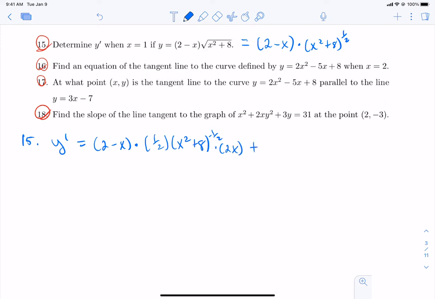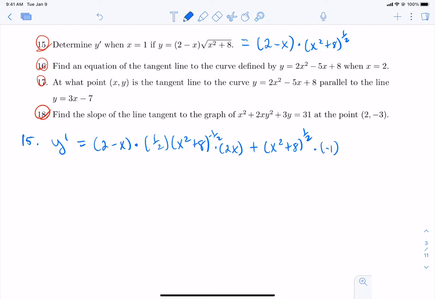Now that we've done the first times the derivative of the second, now let's do the second times the derivative of the first. And so write down your second piece, or the one you're not differentiating, and then multiply by the derivative of the first. Now the derivative of 2 minus x: the derivative of 2 is 0. The derivative of negative x is negative 1.